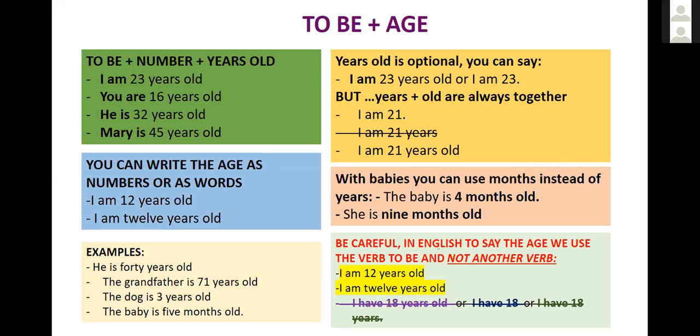Okay, be careful. In English, to say the age, we always use the verb to be and not another verb. So you say, I am 12 years old, in numbers or in letters, but never say I have. You don't have to say I have 18 years old. No, no, no. Have doesn't exist in English for saying the age. You have to say I am. I am 12 years old, or I am 42 years old, or the baby is 4 months old. Es, en el caso de una tercera persona, y am, en el caso de myself, de mí, ¿verdad?